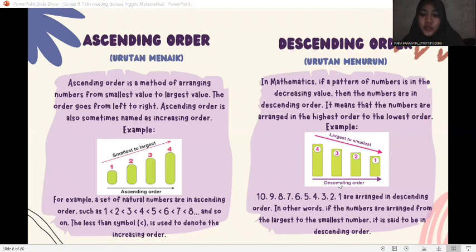Example, from the picture here, we have 10, 9, 8, 7, 6, 5, 4, 3, 2, 1 arranged in descending order. In other words, if the numbers are arranged from the largest to the smallest number, it is said to be in descending order.